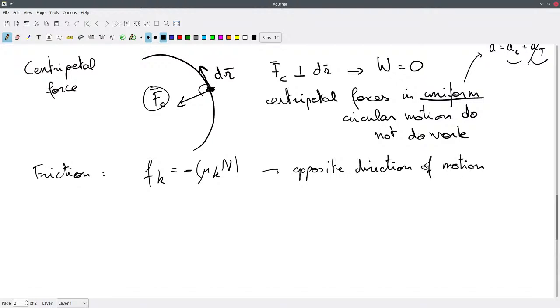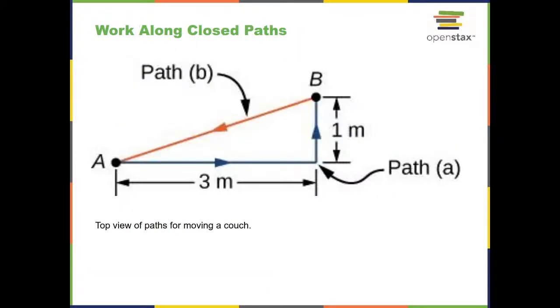So in this case, if we have, for example, the textbook uses an example where someone's taking their couch and moving it, sliding it along the floor to here, and then sliding it sideways to point B, and then the person decides that the couch doesn't fit there, and the person slides the couch back to point A.